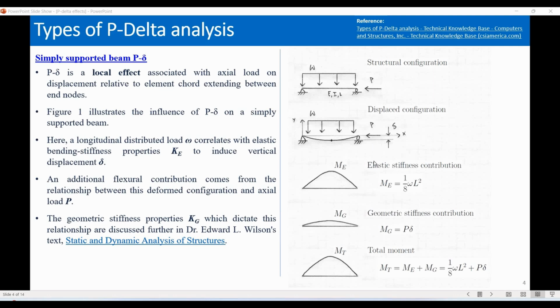The first contribution comes from the elastic stiffness of this beam, and as all of you should know, the maximum moment of this simply supported beam should be at the midspan. Hence, the maximum moment here would be wL squared over 8, plus the contribution coming from the relation between the applied axial force and the deflected configuration of this beam, and the additional moment will be equal to P multiplied by the small delta here at the middle. Hence, the total moment will be equal to those two terms here, okay?